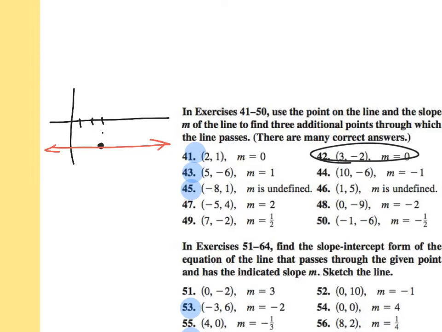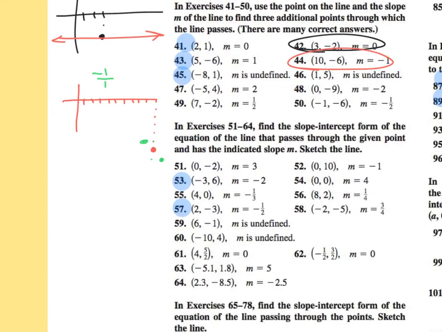If, let's say, the slope was negative 1, and I had 10, negative 6, so 1, 2, 3, 4, 5, 6, 7, 8, 9, 10. 1, 2, 3, 4, 5, 6. 10, negative 6 would be here. Slope being negative 1 means negative 1 over 1. So you can go down 1 and right 1, or you can go up 1 and left 1. Either way, you want to find the points along the line by doing that.